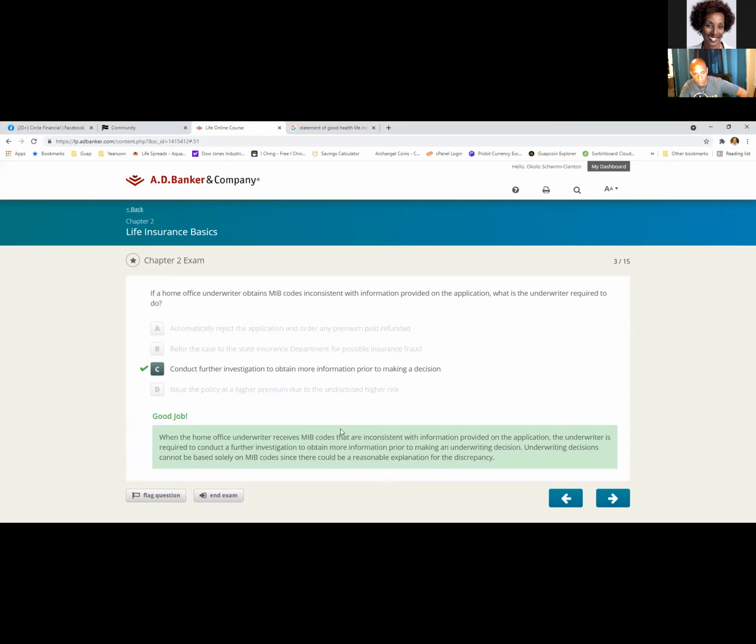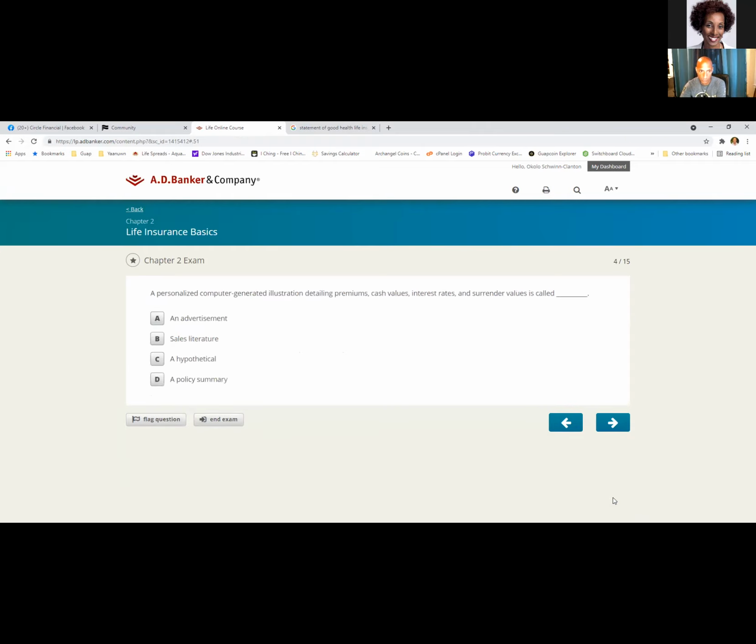When the home office underwriter receives MIB codes that are inconsistent with information provided on the application, the underwriter is required to conduct a further investigation to obtain more information prior to making an underwriting decision. Underwriting decisions cannot be based solely on MIB codes since there could be a reasonable explanation for the discrepancy. Sometimes people took a prescription a long time ago and now they're no longer taking it or they no longer need it. So that's something that could be determined.